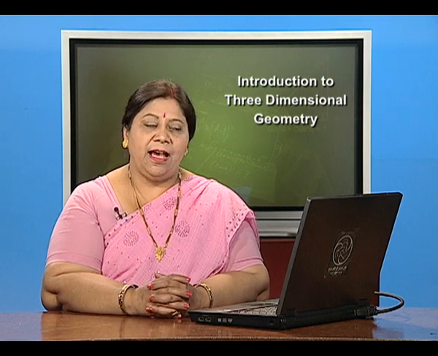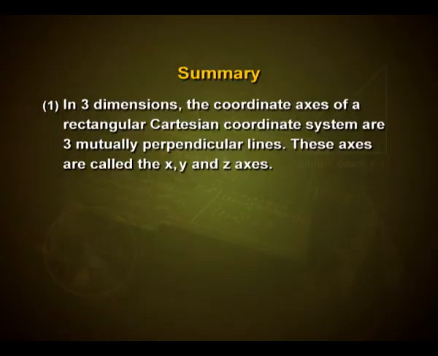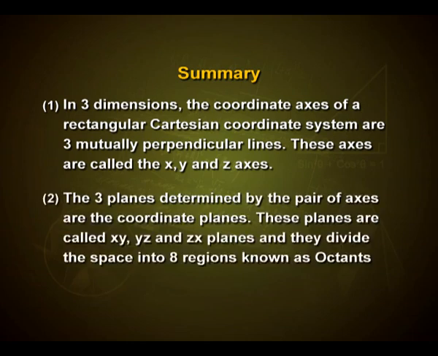So, let us summarize the chapter of 3-dimensional coordinate geometry. In 3 dimensions, the coordinate axes of a rectangular Cartesian coordinate system are 3 mutually perpendicular lines. These axes are called the x, y and z axis. The 3 planes determined by the pair of axes are the coordinate planes. These planes are called xy, yz and zx planes and they divide the space into 8 regions known as octants.